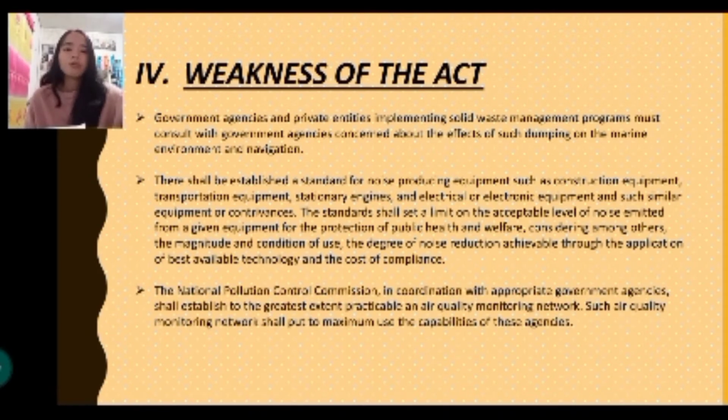The National Pollution Control Commission, in coordination with appropriate government agencies, shall establish, to the greatest extent practicable, an air quality monitoring network. Such air quality monitoring network shall make maximum use of the capabilities of these agencies.